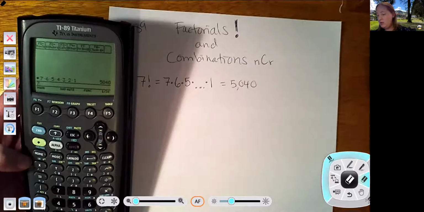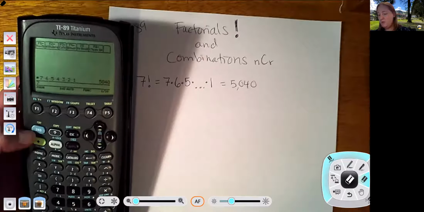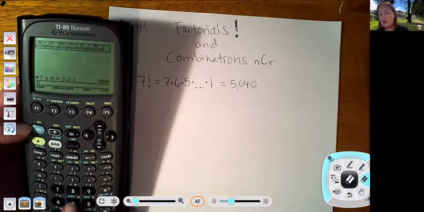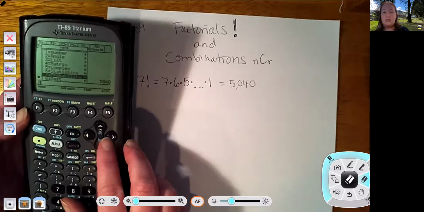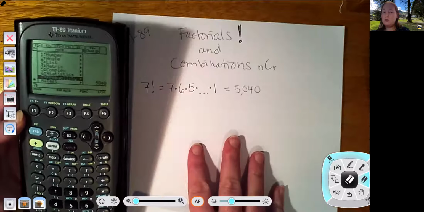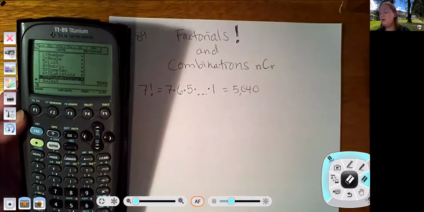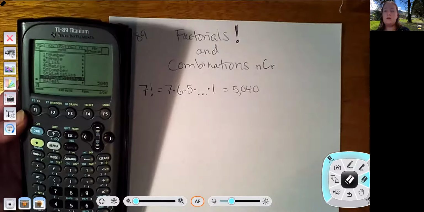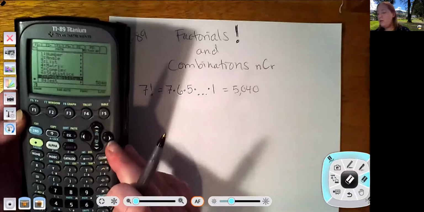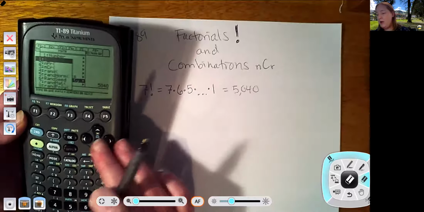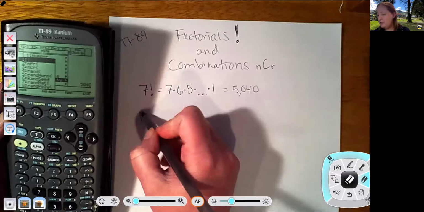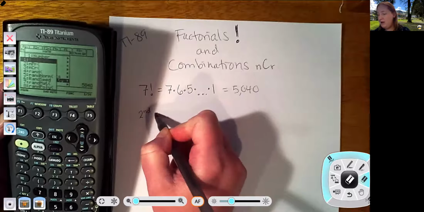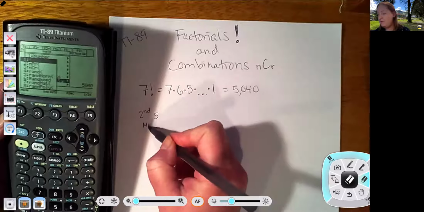You're going to go into math, which requires you to hit second 5. You're going to scroll down to probability, because this idea of factorials and combinations is related to all sorts of probability topics, binomial theorem and things like that. So if you're in the probability, you hit the right arrow and you select option 1, which is the factorial. So again, it's second button and 5 to get you to math.